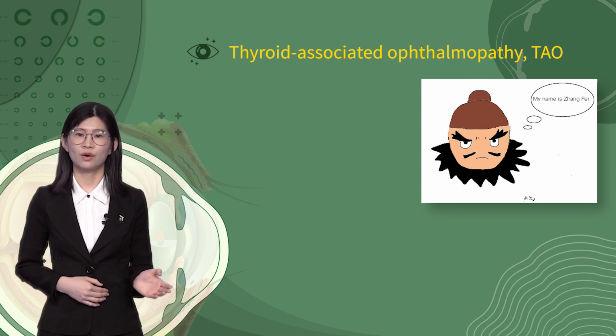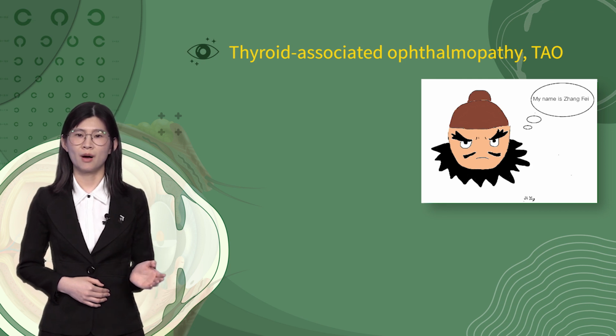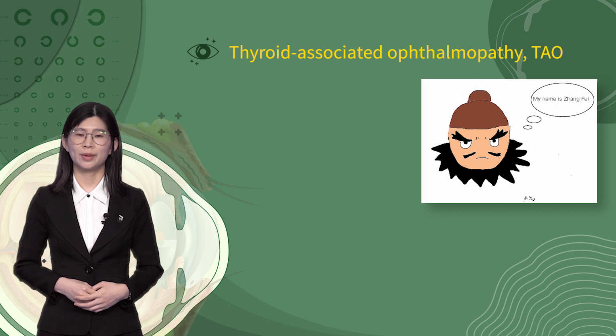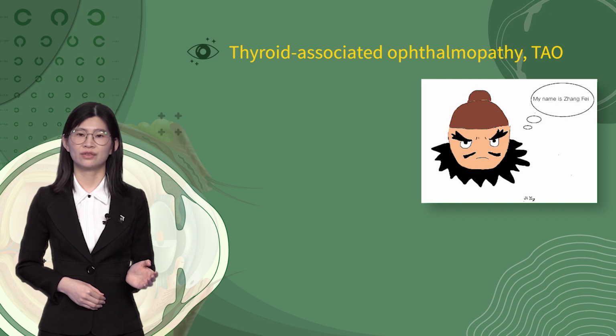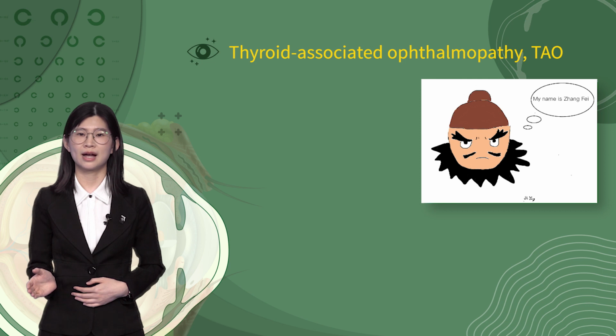TAO is also known as thyroid eye disease, TED, Graves' ophthalmopathy, or orbitopathy, GO. Its exact etiology is not yet clear. It's generally considered to be an autoimmune disease. Hyperthyroidism is commonly associated with TAO. However, 5% to 10% of patients are euthyroid.